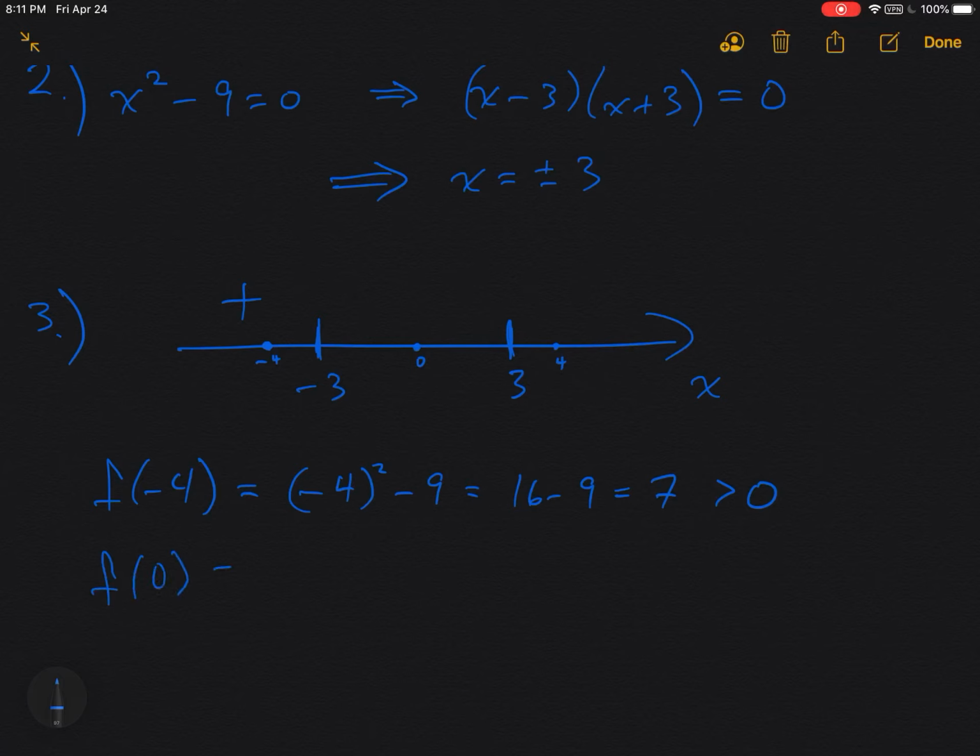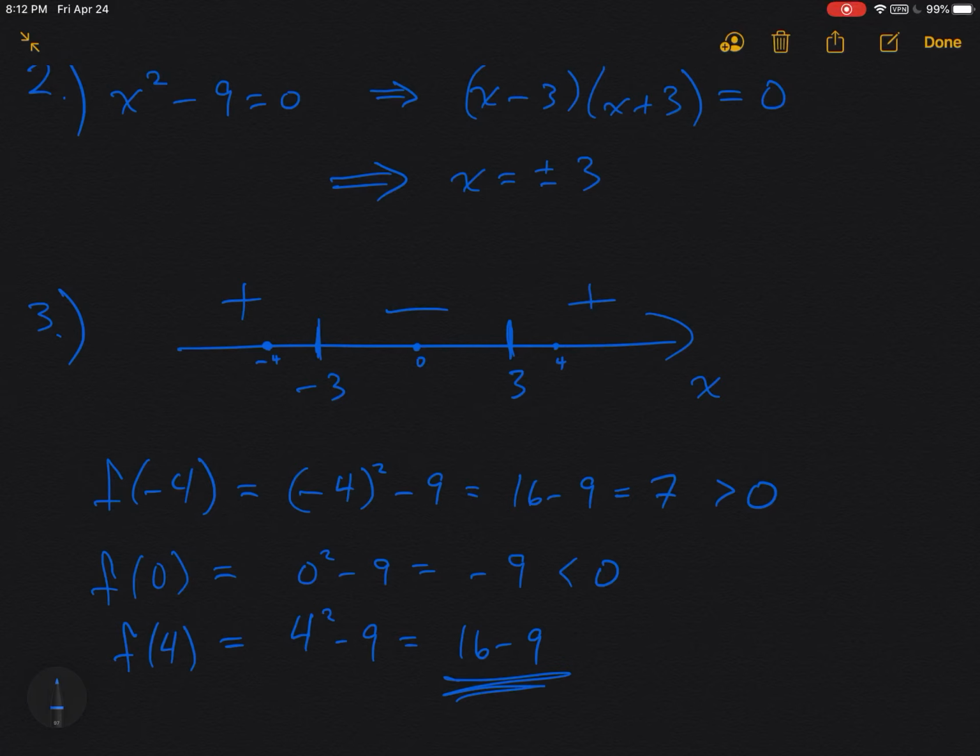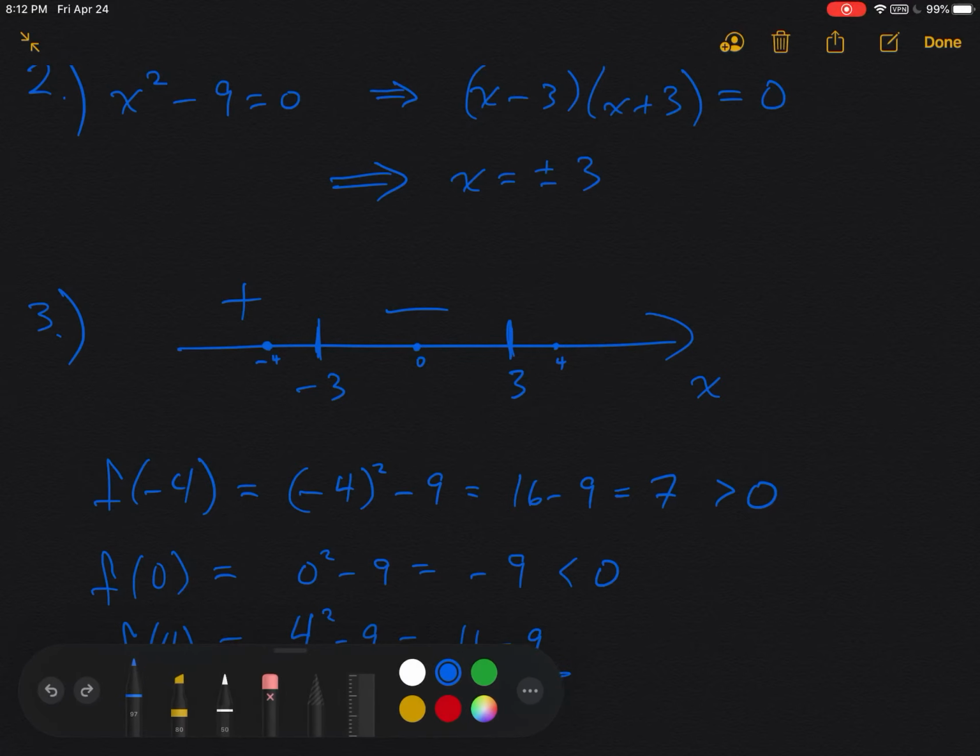And for the middle region, we would be plugging in an x value of 0. So this would be 0 squared minus 9, which is negative 9, which is negative. So this middle region will be a negative region. And then lastly, if we plug in 4, which was our test point for this right interval over here, then we get 4 squared minus 9, which is again 16 minus 9. Now here, you don't have to fully simplify your answer whenever you're plugging in these test points. All that we care about here is whether this is a positive or a negative number, because I'm just trying to determine whether this is a positive or a negative region.